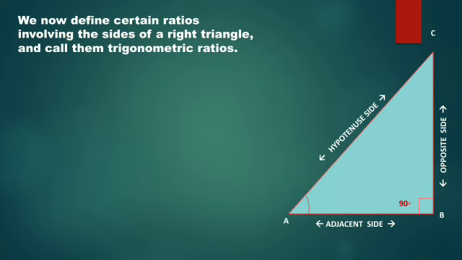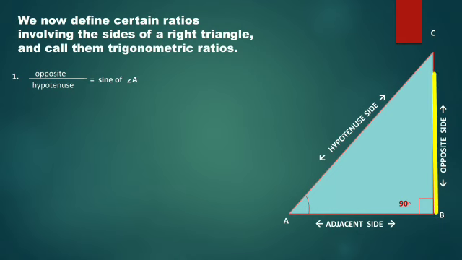Now the first one is opposite by hypotenuse. Opposite by hypotenuse is equal to sine of angle A. Opposite by hypotenuse is called sine of angle A. Here we are choosing angle A. So opposite by hypotenuse is called sine of angle A.